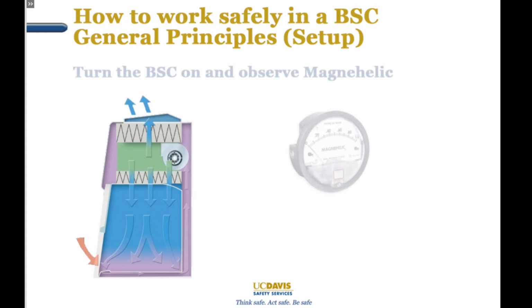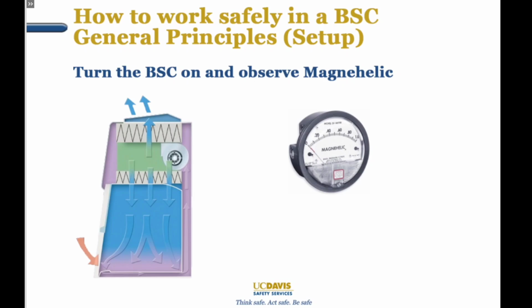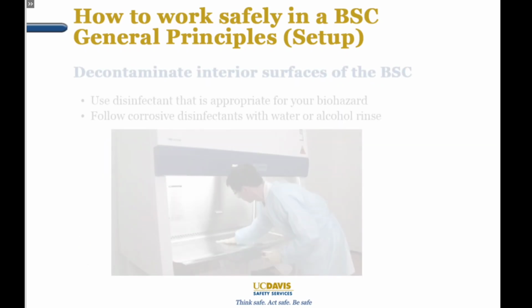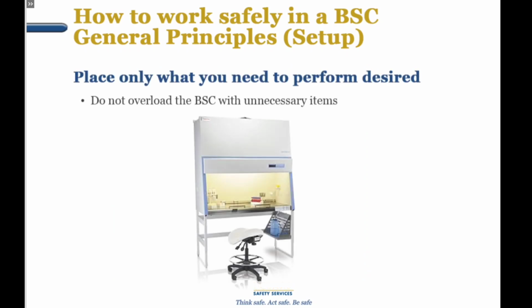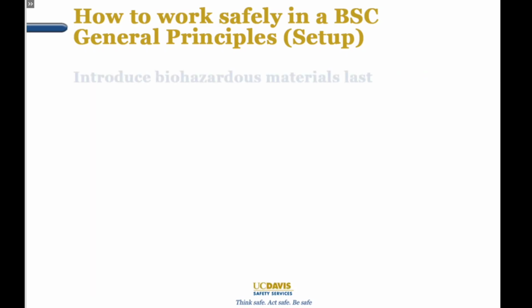Before you begin work, be sure to turn the BSC on and observe the magnehelic gauge, if present, to ensure that the unit is working as expected. Next, decontaminate all of the interior surfaces of the BSC with an appropriate disinfectant. Then place the items you need for your experiment into the BSC, surface decontaminating each item as you put it inside. It is important to minimize the amount of materials and supplies inside the cabinet so as not to block or disrupt airflow. Introduce your biohazardous materials last.